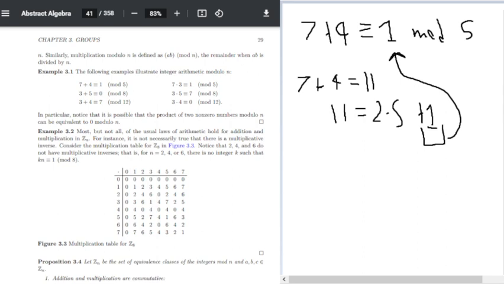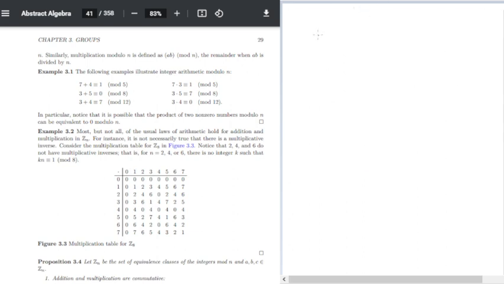Two. 3 plus 5 is equivalent to 0 mod 8. This is because 3 plus 5 equals 8 equals 1 times 8 plus 0. Note here that because it divides, we have a remainder of 0. So that remainder is taken to be what we are taking it equivalent to, mod 8.